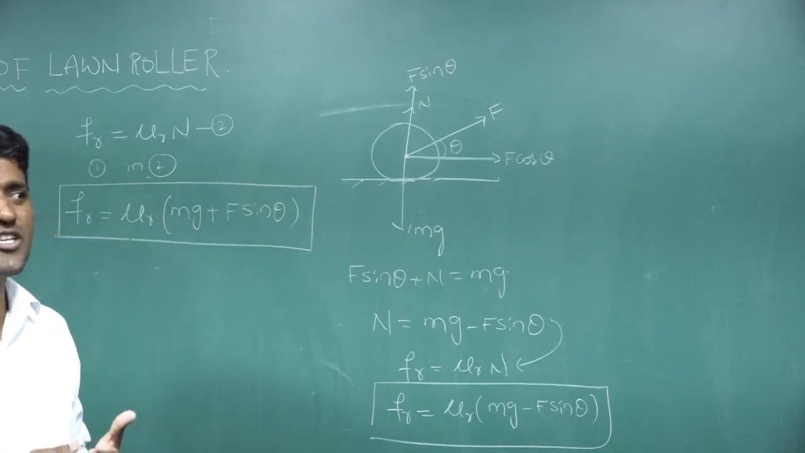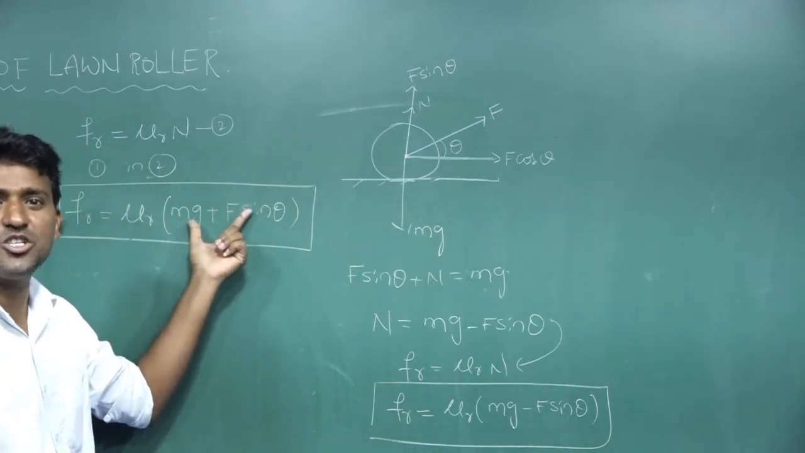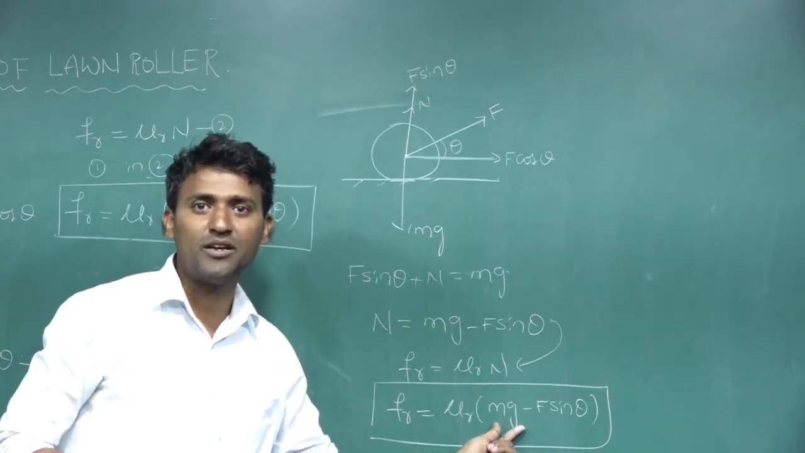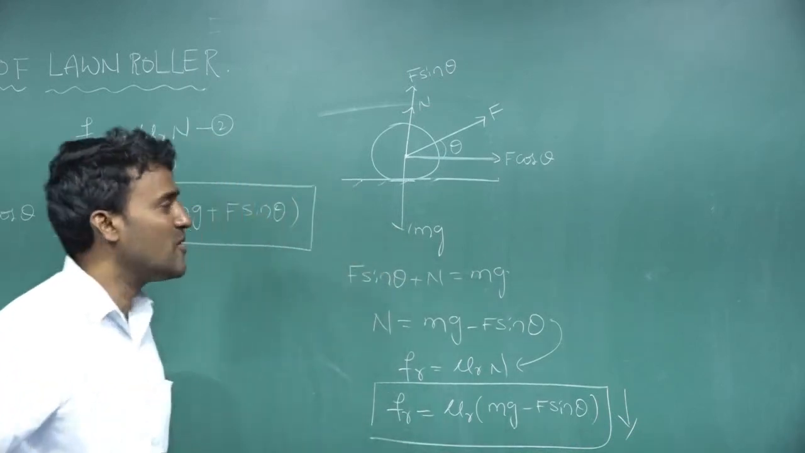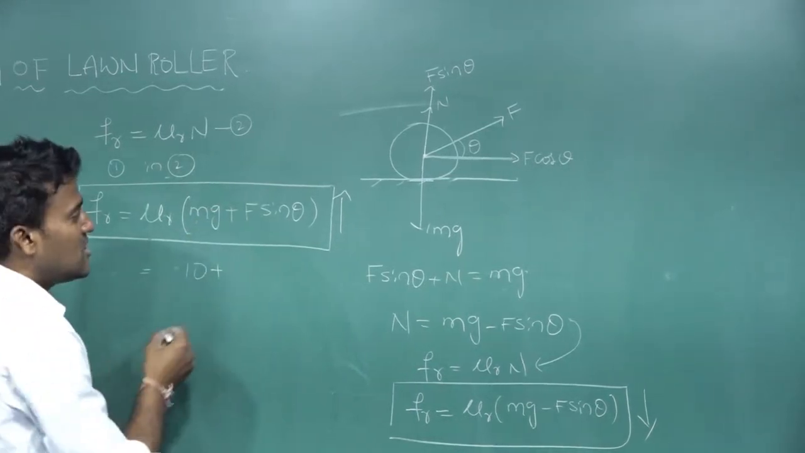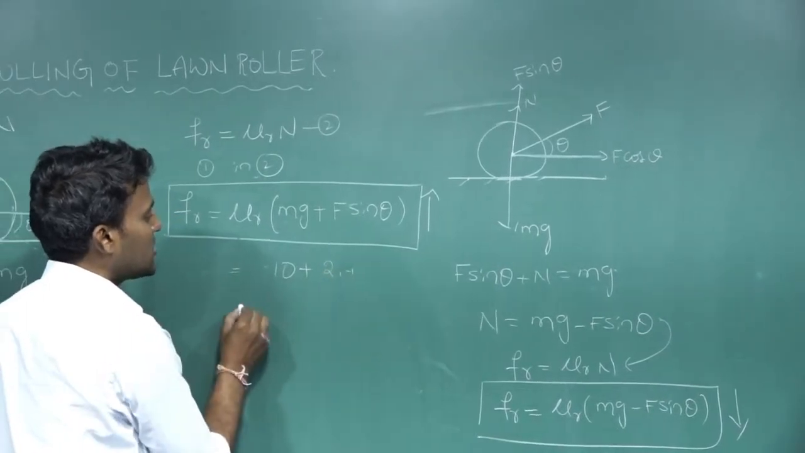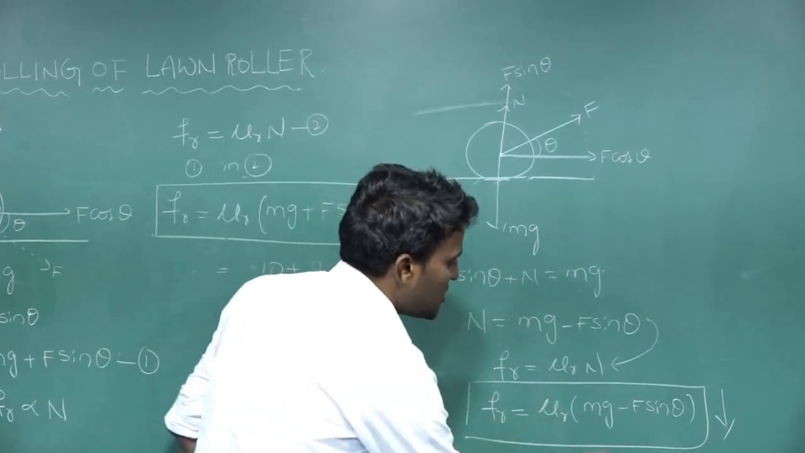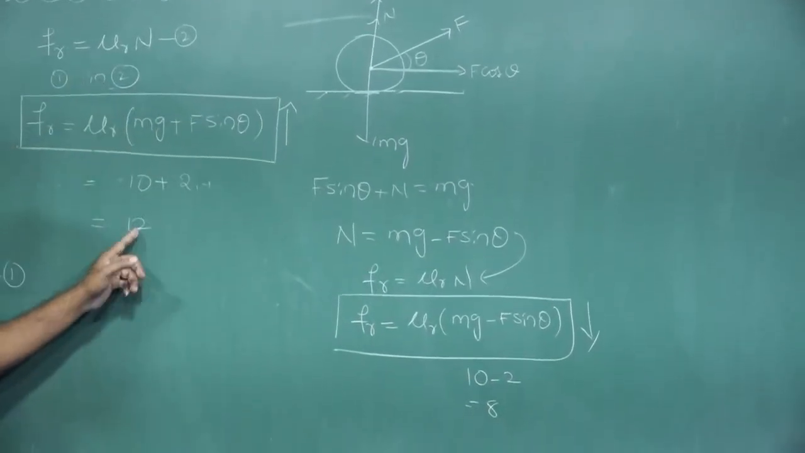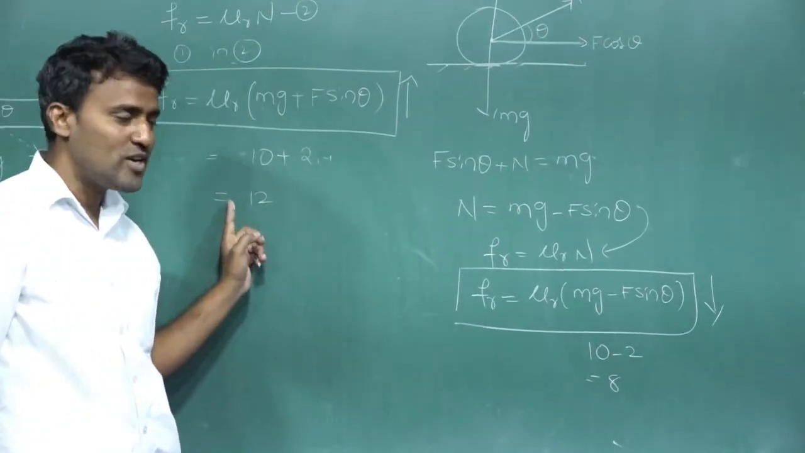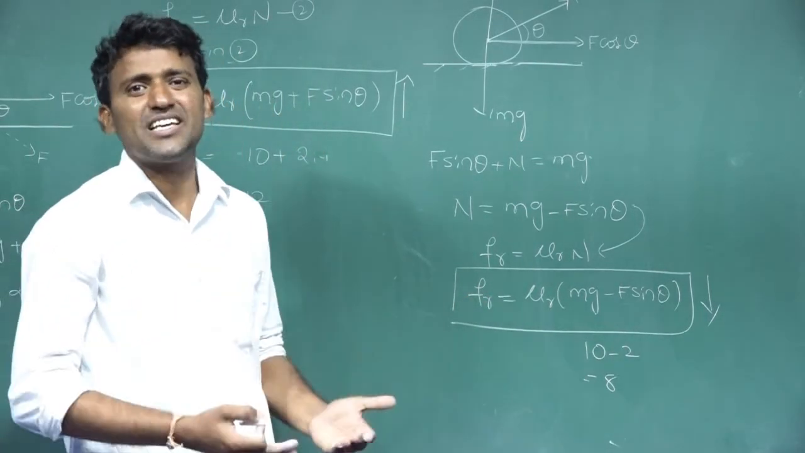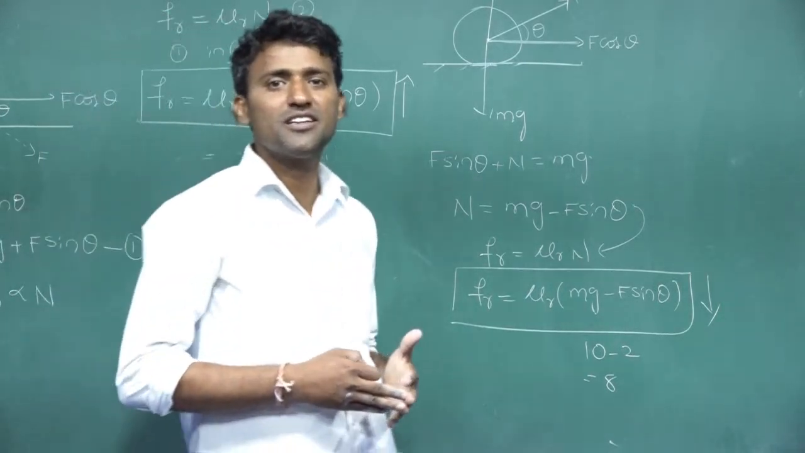Which one is more? Here it is mg plus F sin theta, an addition, so we get a larger value. Here it is mg minus F sin theta, where some value is subtracted, so this is less. For your understanding, say the weight mg is 10 and F sin theta is 2 newtons. Then the opposing force here is 12 newtons. Here, mg is 10 minus 2, which is 8, so the opposing force is 8 newtons. So pulling is easier than pushing.